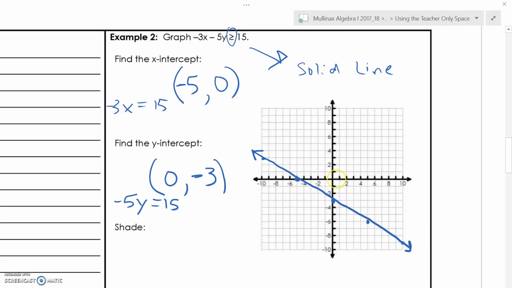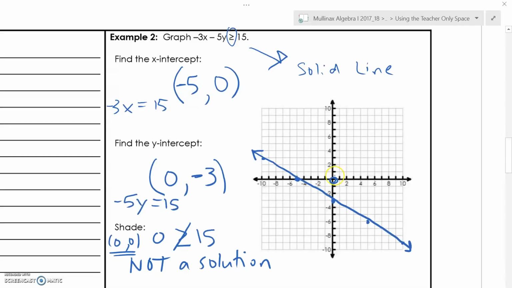I like to use 0, 0 because it's easy to substitute, as long as it's not a point on the line. We already know the points on the line make negative 3x minus 5y equal 15. So if we use 0, 0, we get 0 greater than or equal to 15. Is 0 greater than 15? I plugged in 0, 0, and 0 is not greater than or equal to 15. So 0, 0 is not a solution.